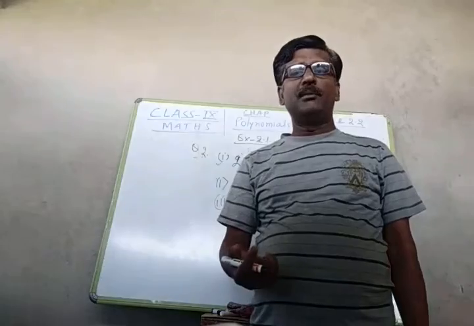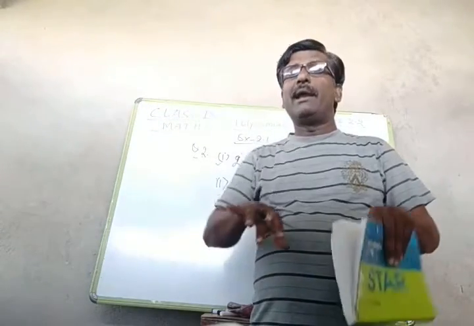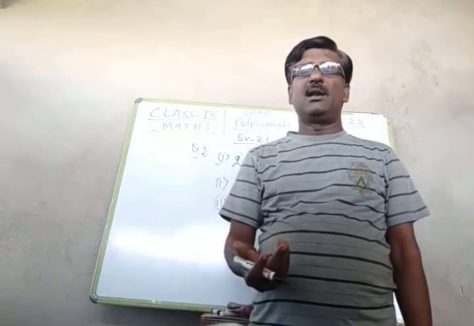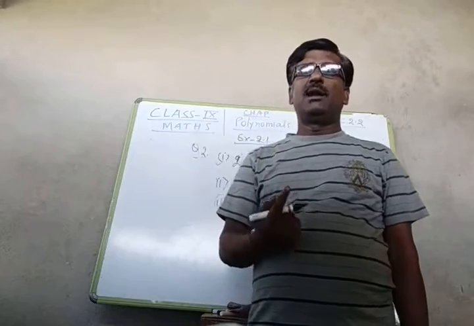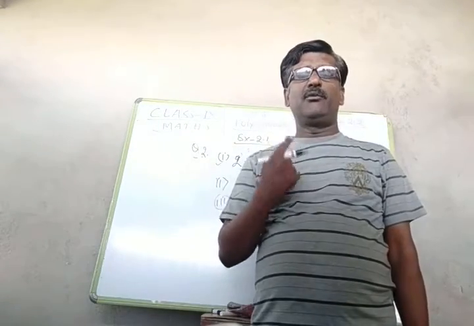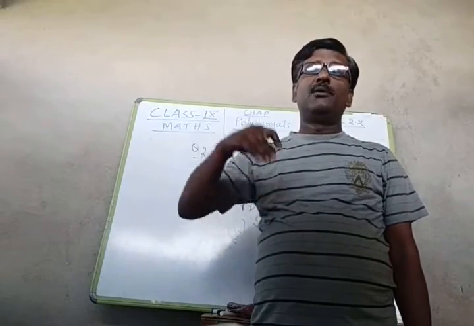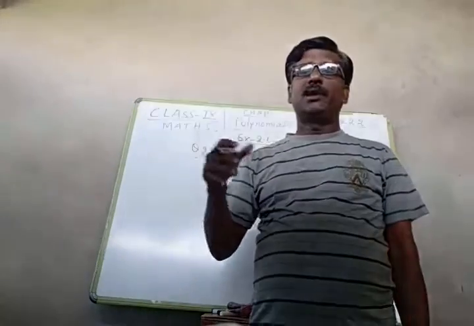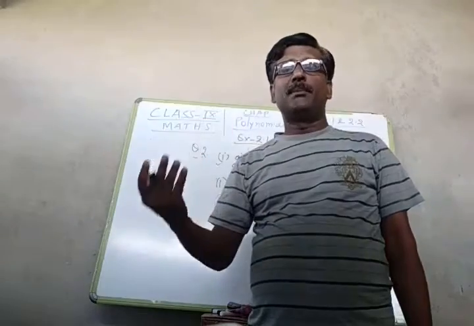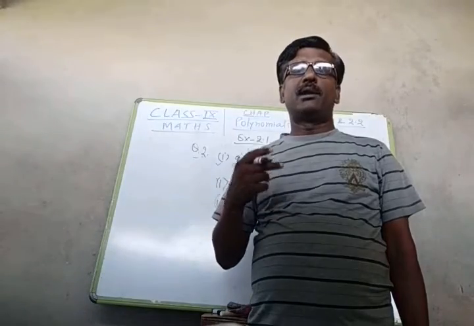A linear polynomial means any expression in which the maximum power is 1. In which the maximum power is 2, that will be a quadratic polynomial. In which the maximum power is 3, that will be a cubic polynomial. In which the maximum power is 4, that will be a biquadratic polynomial.